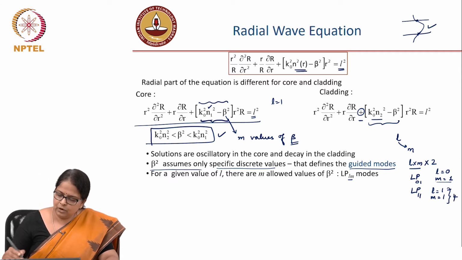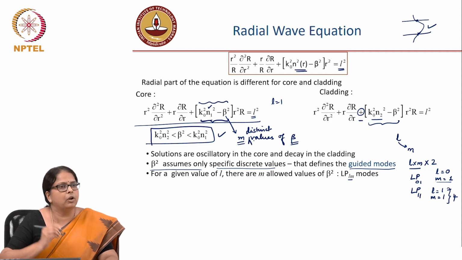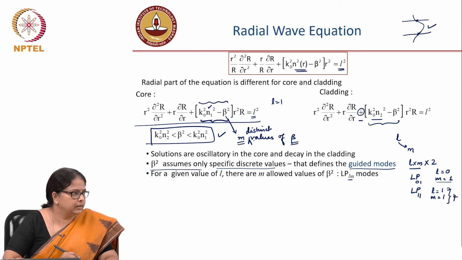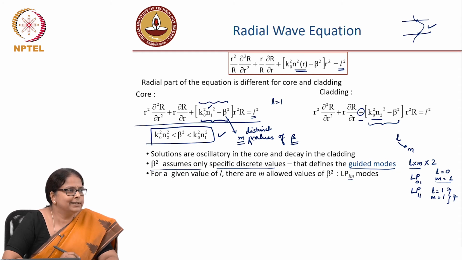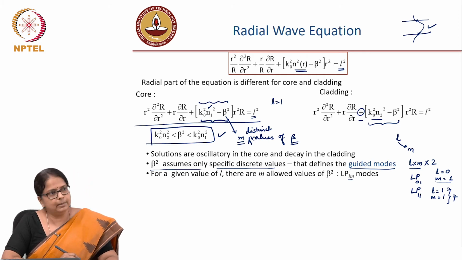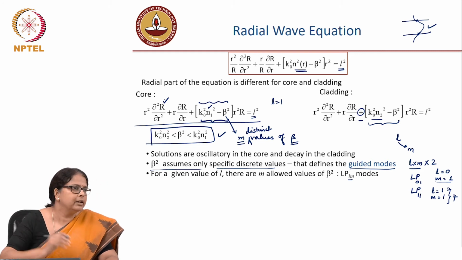So, when you have m values of beta, it is actually m distinct values of beta. You get m different values of beta when you solve the radial equation. It is very important to solve the radial equation to find out what these betas are. Not just that, the radial equation not only helps you to find beta, it also helps you to find r. Once I know r and I already know my phi, I can construct my entire solution.